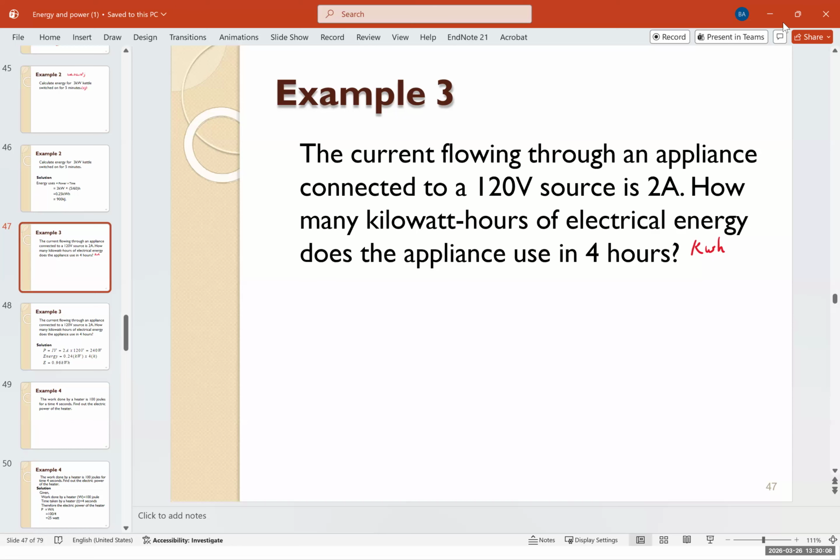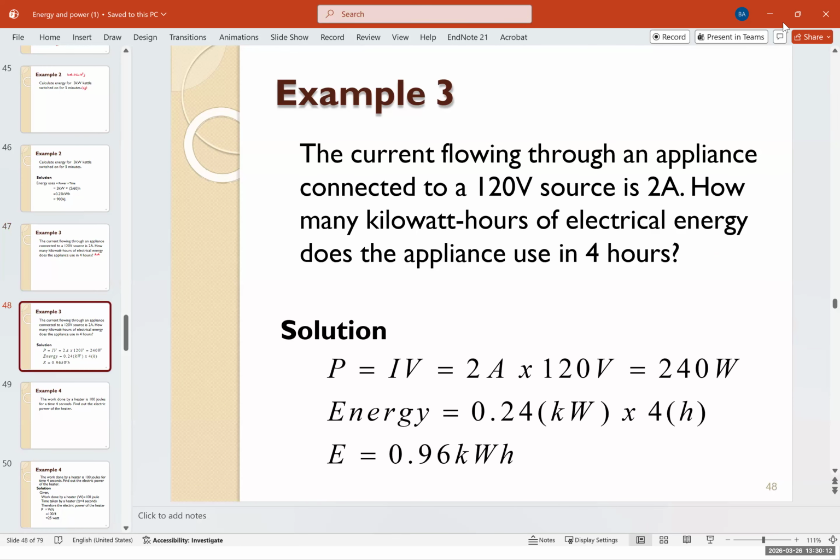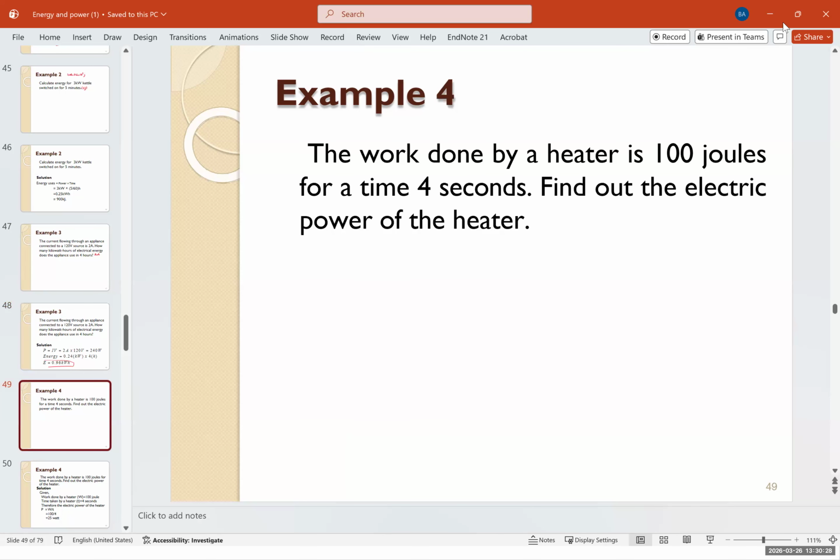What is the answer? Perfect, thank you. So P is equal to IV, obviously. It's 2 amps times 120 volts, which gives us 240 watts, times the 4 hours, which is 0.24 kilowatts times 4, giving us 0.96 kilowatt hours. Now, next example: the work done by a heater is 100 joules for a time of 4 seconds. Find the electrical power of the heater.